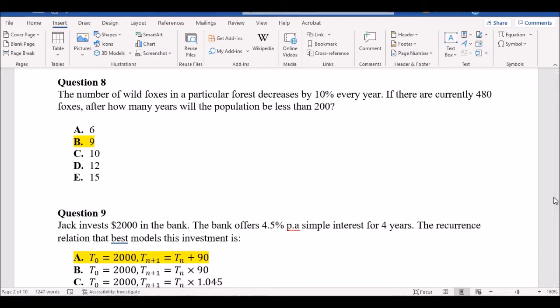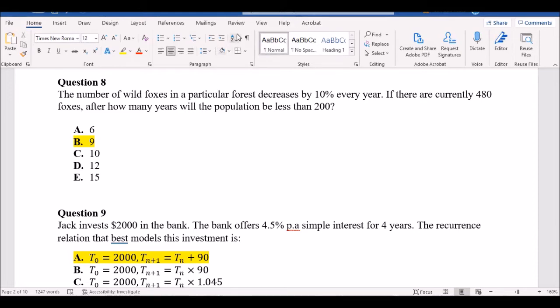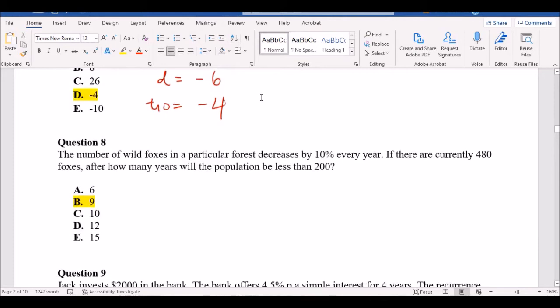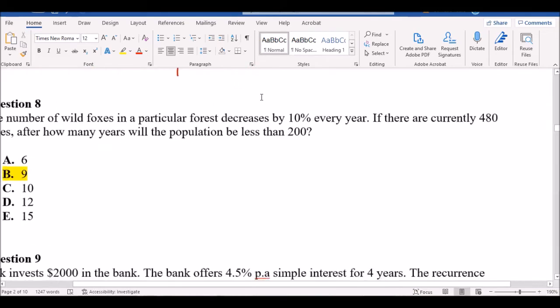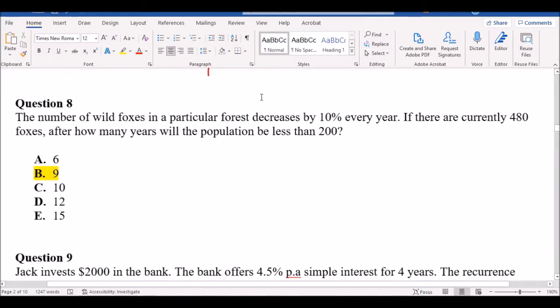Alright, these are the questions that might get a bit trickier now, okay? Because it's not necessarily the same amount each time for some of the questions. You just have to read what it's saying, because now we're going to work with percentages. The number of wild foxes in the forest decreases by 10% each year. If there are currently 480 foxes, after how many years will the population be less than 200? Okay, that's a lot of information to think about.